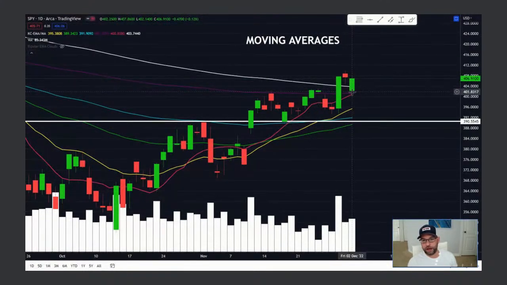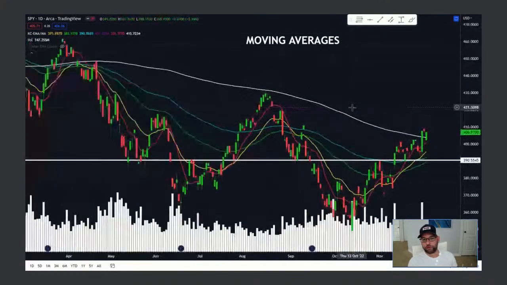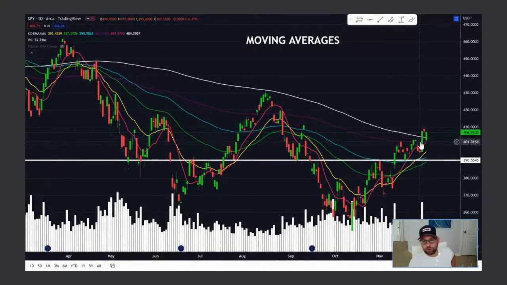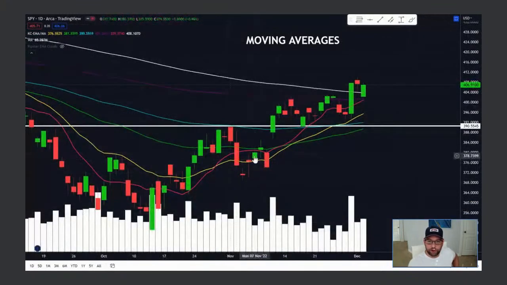And then we had a pullback here on the open, this daily open, but the close was really good and closed back above it again. So we broke through that and we closed above it. So to me, it looks like this trend will continue. We'll see. And we're getting a lot of bullish crosses, right? All these low time frame moving averages are starting to cross to the upside.